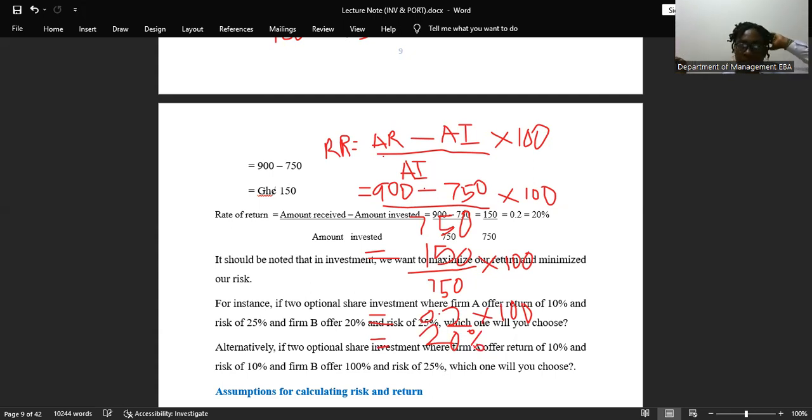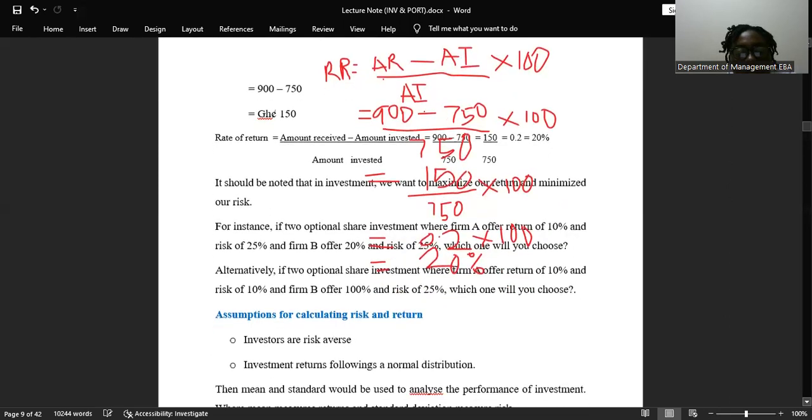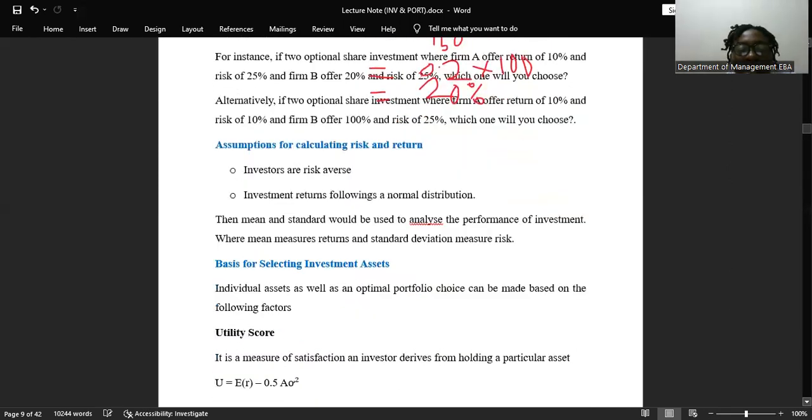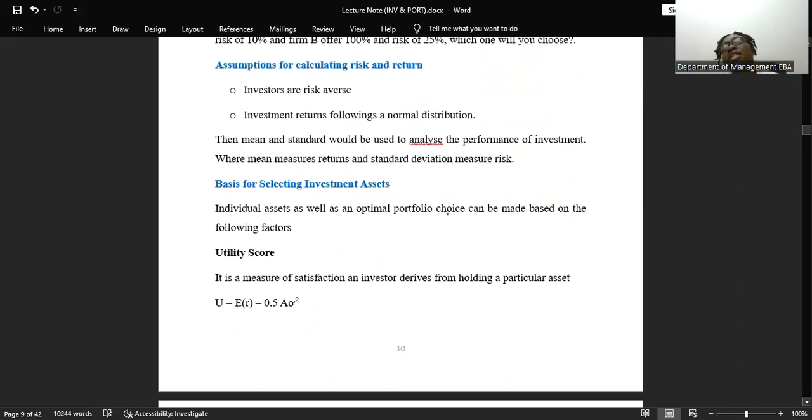Okay. All right. So I've done it on a pinch, but I think with red, I can do all my calculations. All right, so we are moving forward. Assumptions for calculating rates of return. Now, we assume that investors are risk averse, because most investors are risk averse, and that we have different risk levels. Then invested returns follow a normal distribution. So those are the two assumptions we have when we are calculating risk and return.